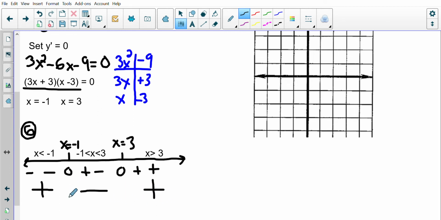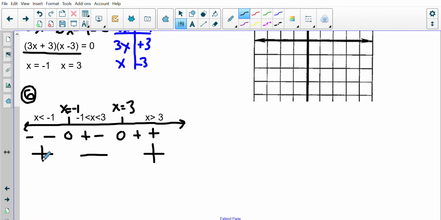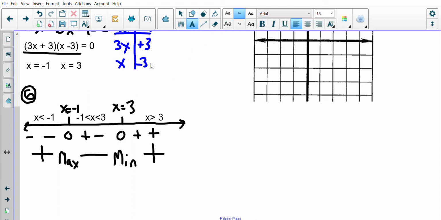That means if I'm going from positive to negative, you're increasing and then decreasing, so there is a max there. And then if I'm going from decreasing to increasing, I have a min there. Now I actually want to find out those values, so I would plug those into my original function.